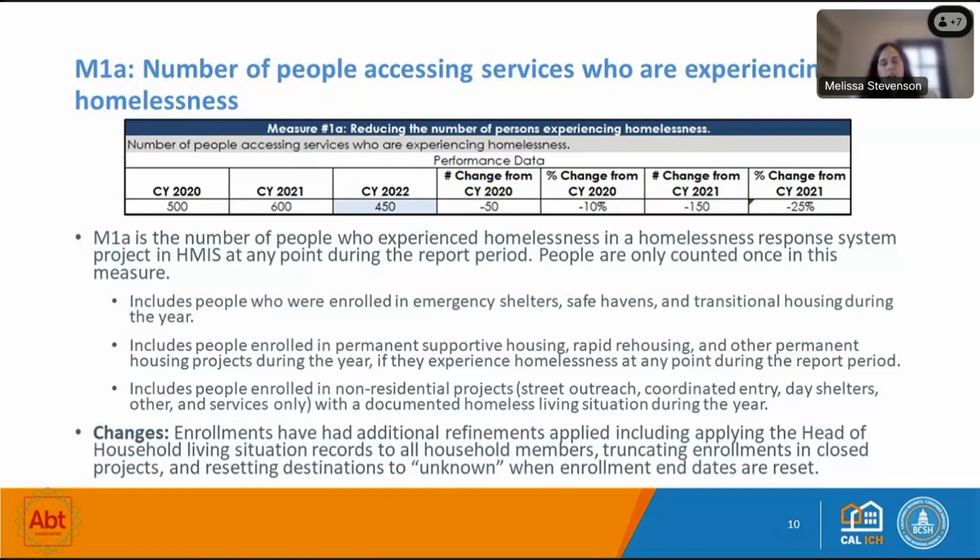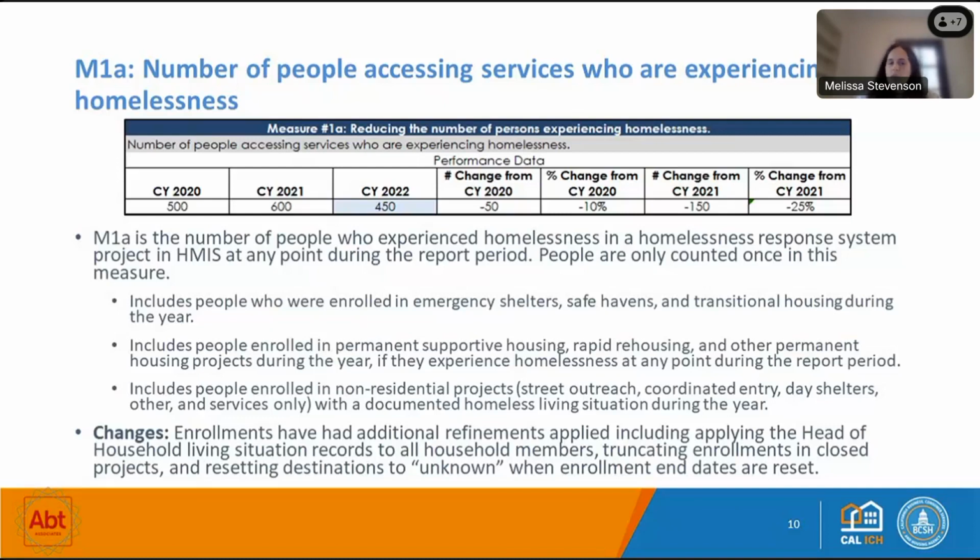People are only counted once in this measure, so if anyone was in the system in multiple projects or in different project types, or they move, as people do move through the system in HMIS, we're only counting them once. So it's going to include everyone who was enrolled in emergency shelters, safe havens, and transitional housing during the year.